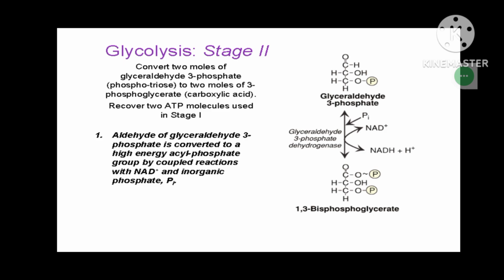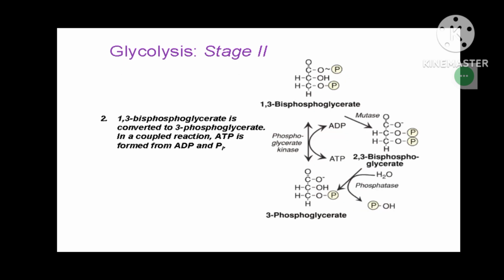Glyceraldehyde 3-phosphate is converted into 1,3-bisphosphoglycerate by the action of the enzyme dehydrogenase. Here, hydrogen is accepted by NAD plus and it is converted into NADH. This NADH then enters the electron transport chain to give 3 ATPs. 1,3-bisphosphoglycerate is converted into 3-phosphoglycerate by the action of the enzyme kinase and here 1 ATP is formed.